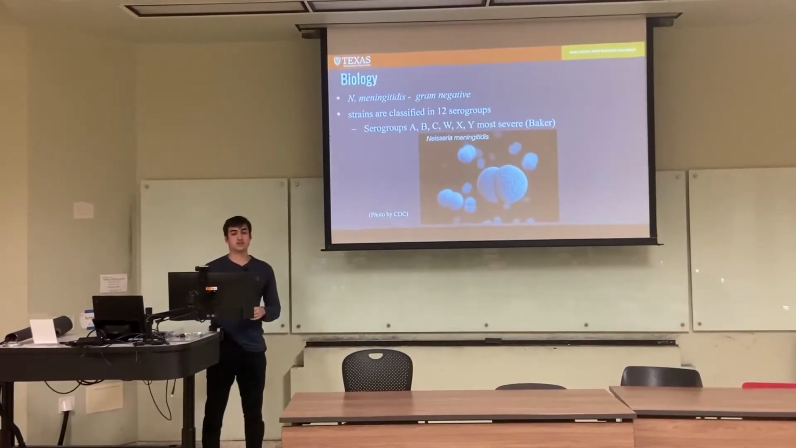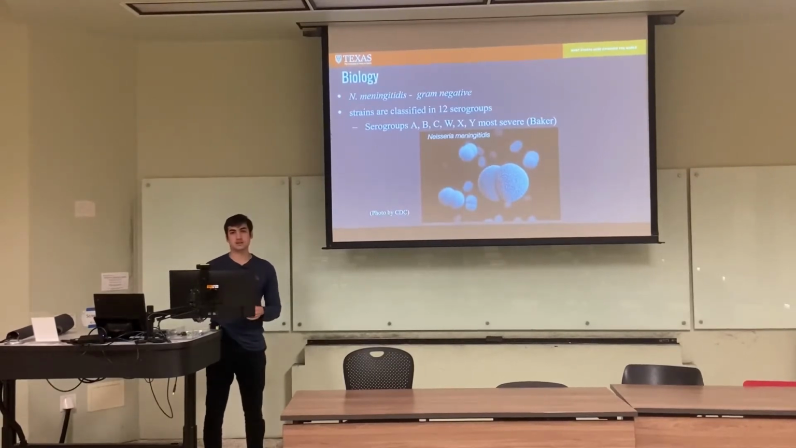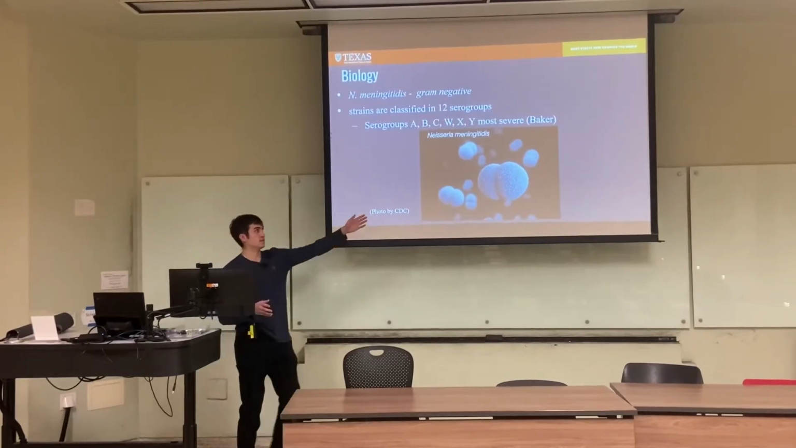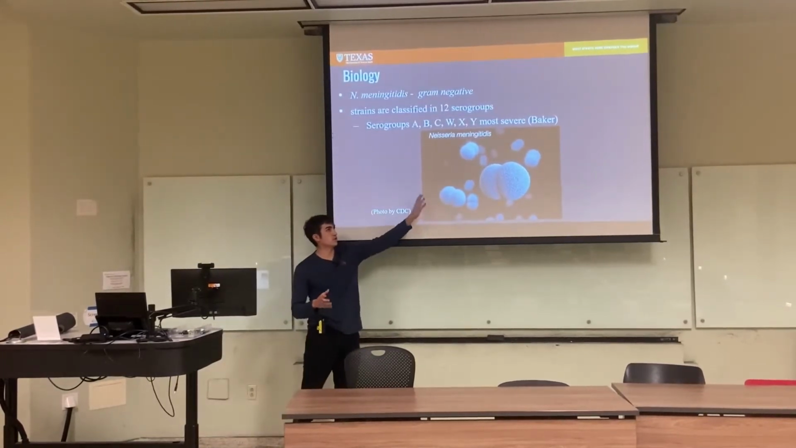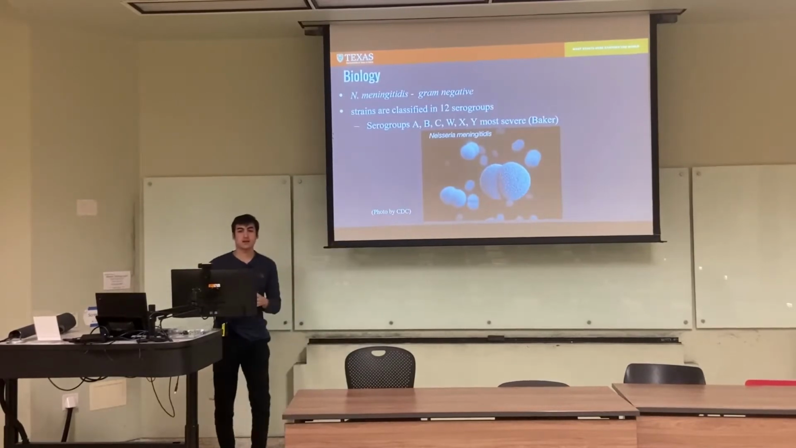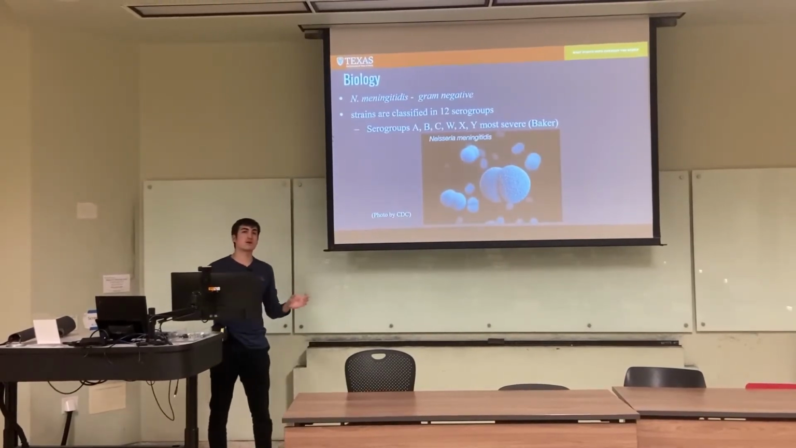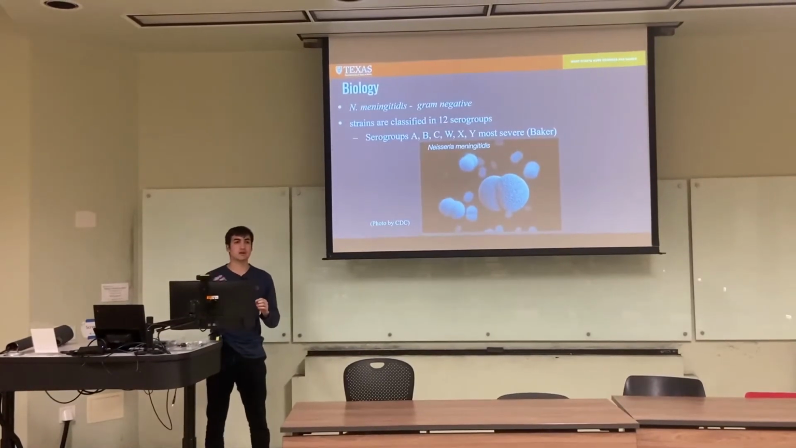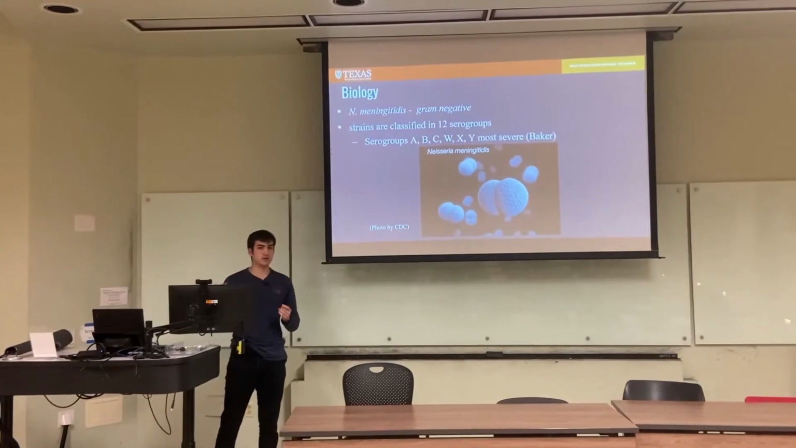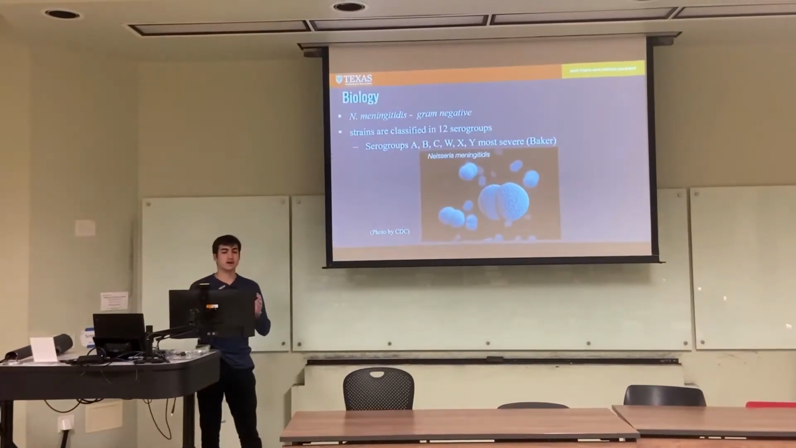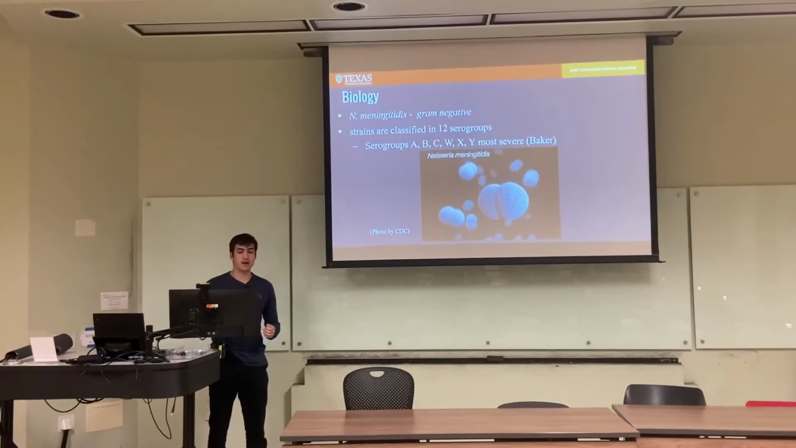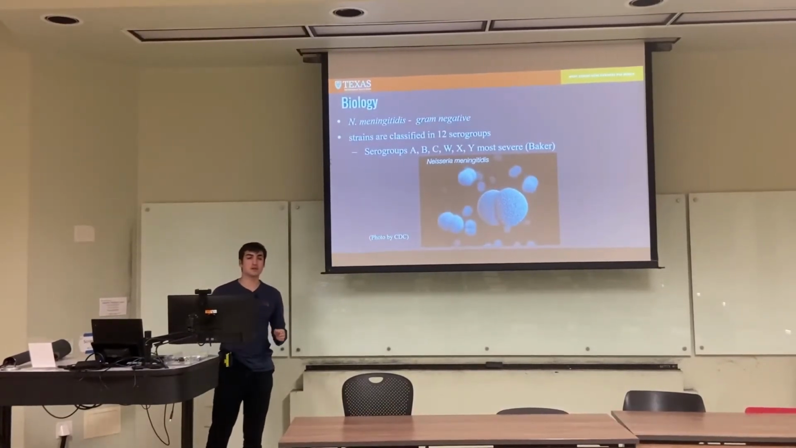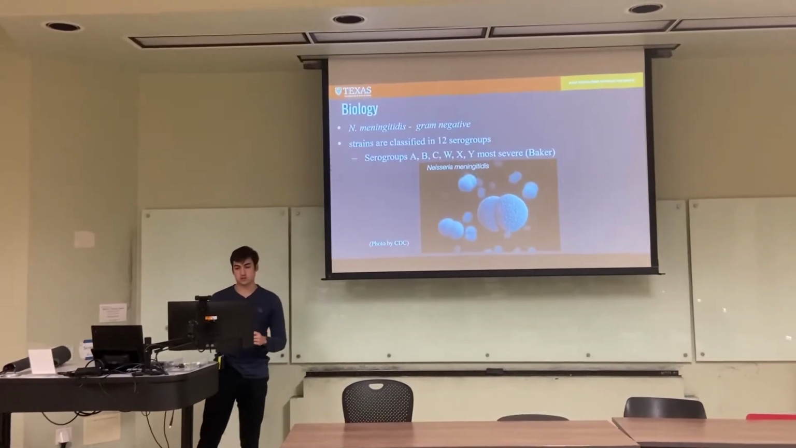So this is just a biology background. N. meningitidis is a gram-negative bacteria. It is a diplococcus bacteria, which means it has two spherical components to each bacteria. And there are multiple strains. The strains are divided into 12 serogroups, which I will cover later. But these 6 serogroups, which are A, B, C, W, X, and Y, are the most severe and the most prominent among the meningitidis strains.